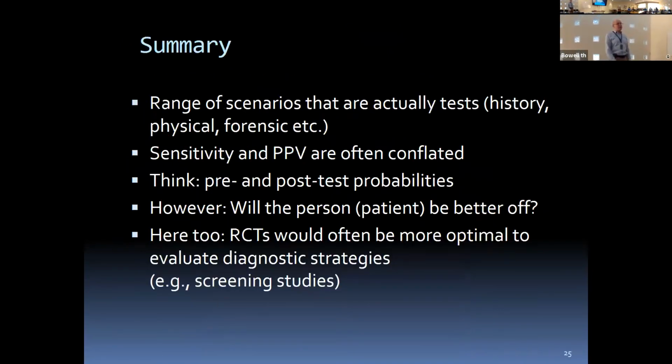All right, very good. In summary, we looked at the range of scenarios that are actually tests. It could be history taking, it could be physical examination, it could be forensic, it could be all sorts of things. They're all tests. We looked at sensitivity and positive predictive value, and now understand they are often conflated. We understand now pre and post test probability. And we talked about that we always, at the end of the day, have to ask the question, will the patient be better off when we run that test? And we're all guilty of running too many tests in situations where it will make absolutely no difference for the patient.